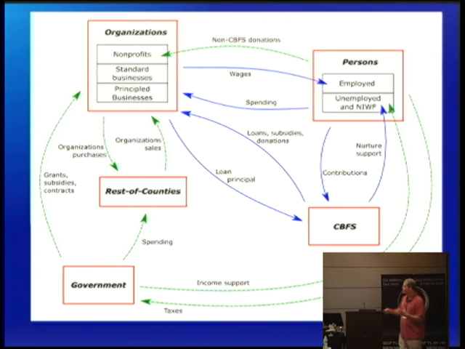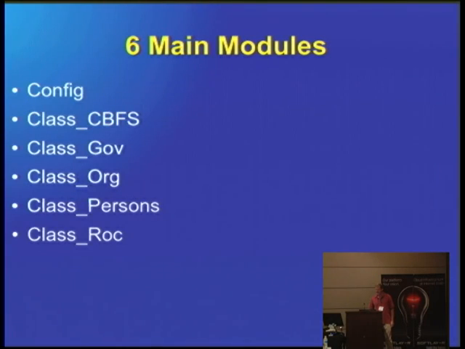Organizations exchange dollars and trade with the rest of counties. They purchase products from rest of counties, and sell goods and services to rest of counties. And the government also ends up spending all of its excesses in the rest of counties. Again, it's a simplified model, but it captures the main flows of tokens and dollars, at least the conceptual flows.